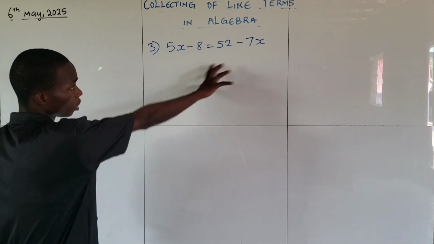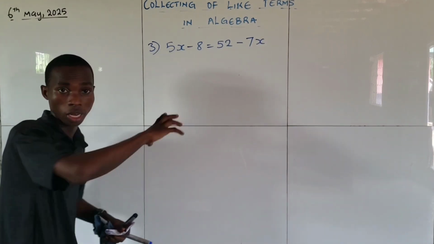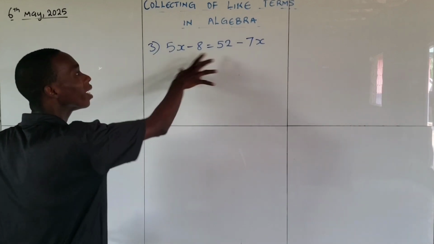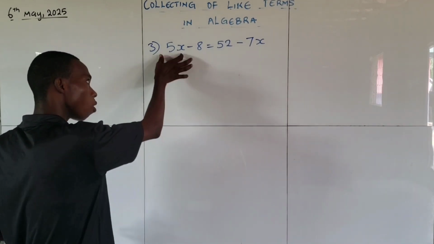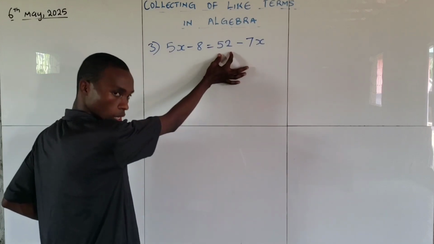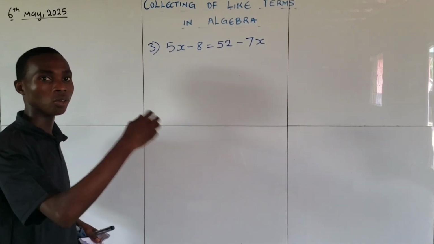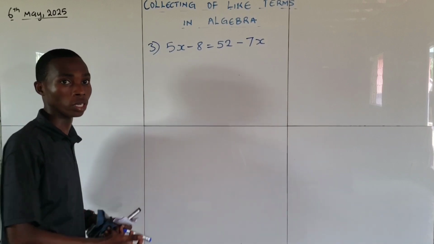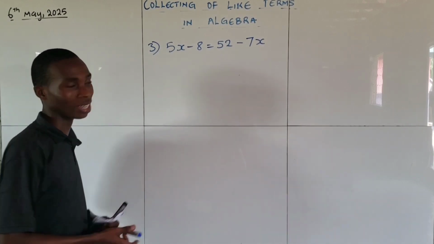Now, if you have an algebraic expression or an equation like this, what will come into your mind is that you collect like terms, because we have coefficients and coefficients here, and also constants and constants here. Like I said, we will try to separate the constants from the coefficients so I can solve for it. That's how to collect like terms.